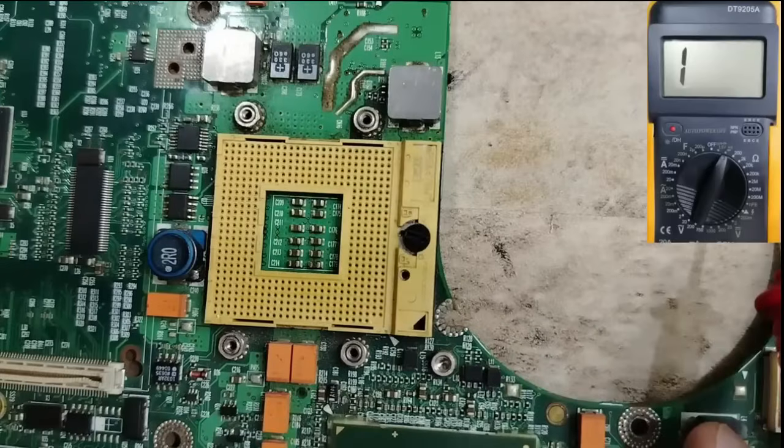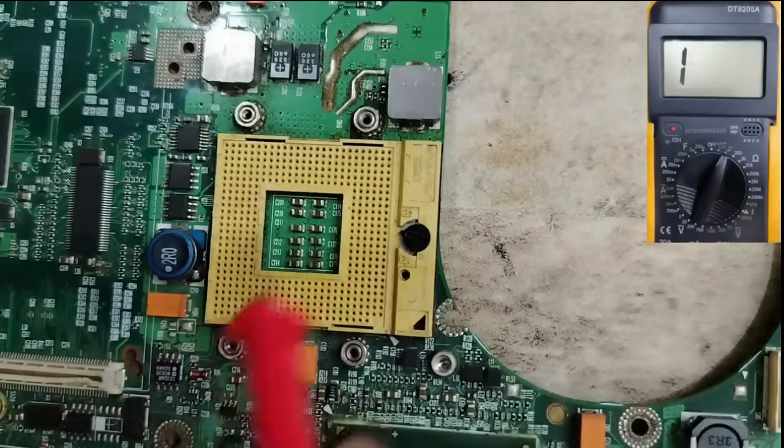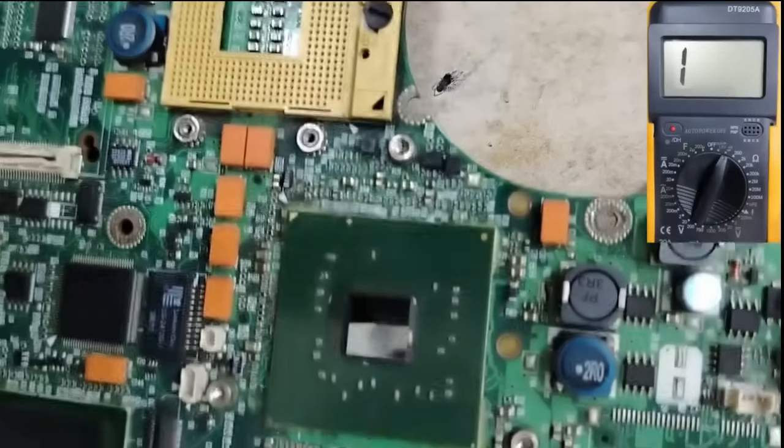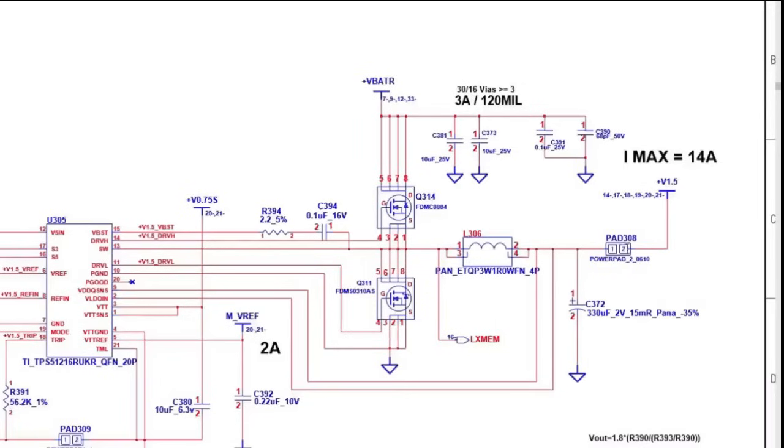So how can we quickly spot the short circuit in this kind of motherboard? I'll show you how. Let's see the schematic. So let's see the circuit that generates 1.5 volts for the RAM. If you understand the circuit, you can understand any circuit. Please pay attention because this is the most important part of this video.